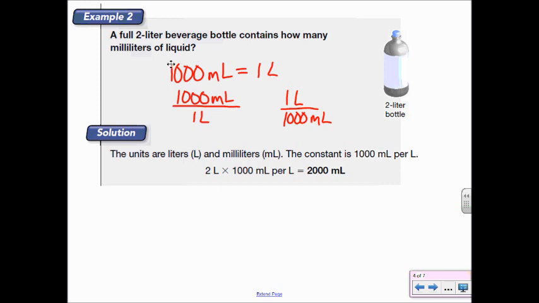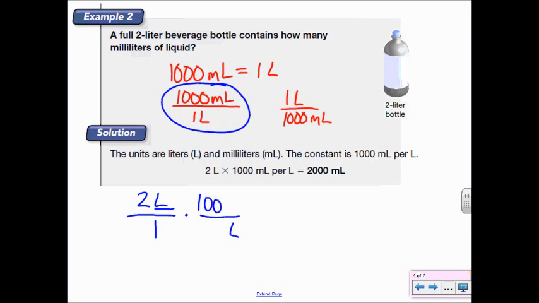So now we're going to look at our situation and decide which of these is helpful. We have 2 liters, and we want to know how many milliliters there are. So again, I'm going to write 2 liters over 1 so I can see that it's on top. Then I know that to cancel liters out and get new units, liters needs to be on the bottom in the next fraction. So I find the fraction where liters is on the bottom: 1,000 milliliters per 1 liter. Since liters are diagonal, they're going to cancel out.